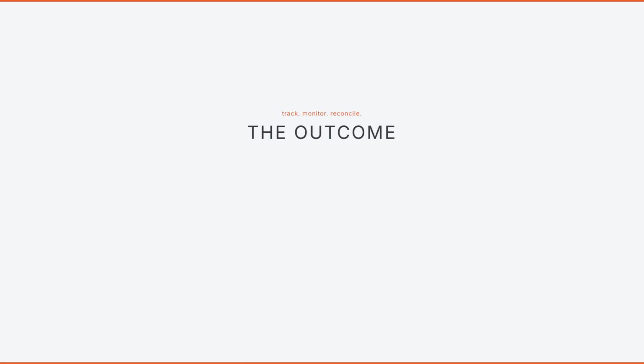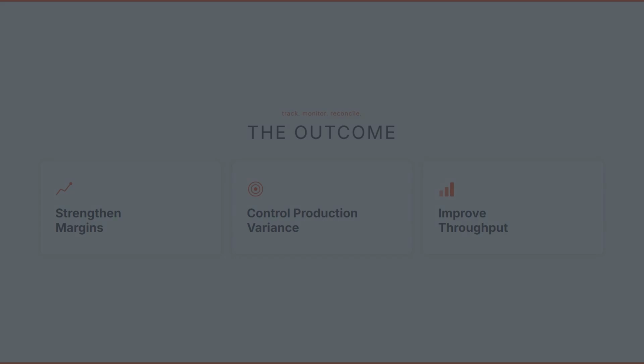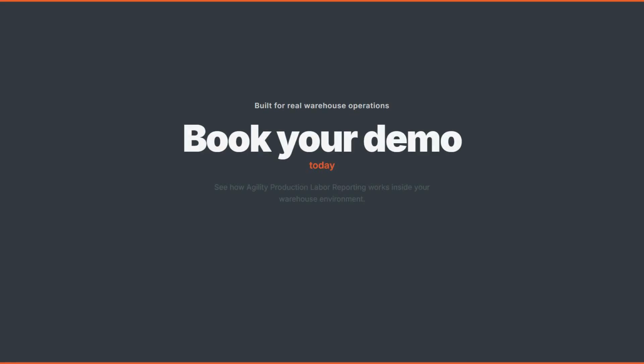Turn raw data into your greatest asset. By closing the gap between planned and actual labor, you can control production variance with ease. Leverage these insights to strengthen margins and improve throughput, ensuring every resource on your floor is optimized for maximum profitability.